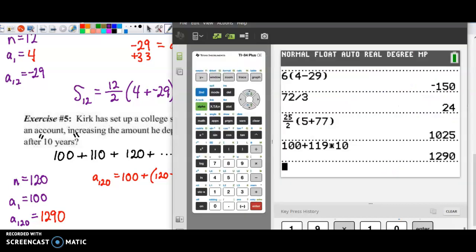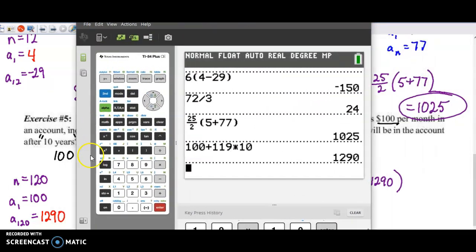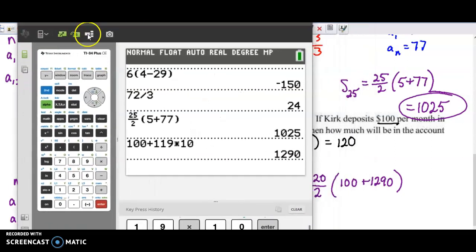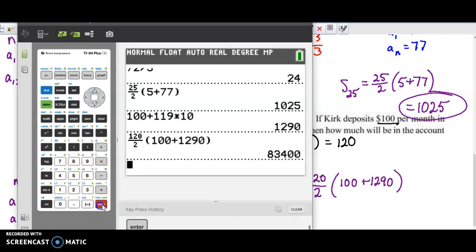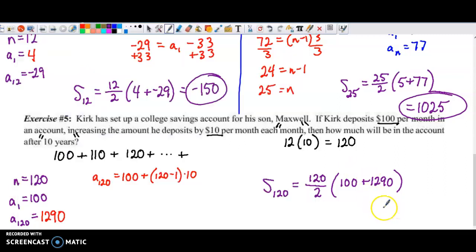So anyway, it's 120 divided by 2, and then the first payment plus the last payment. And so let's go to our formula. Speaking of which, I don't know how many people would have $1,290 to put into a bank account. But anyway, let me hurry up and finish this. I'm running out of time. 100 plus 1290, and you end up with $83,400, and you're ready for the homework.